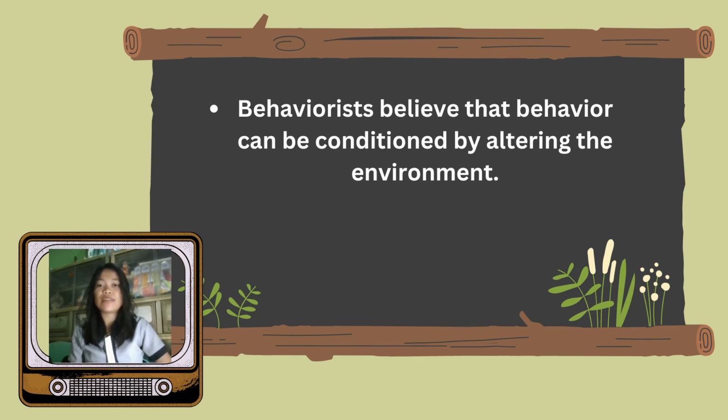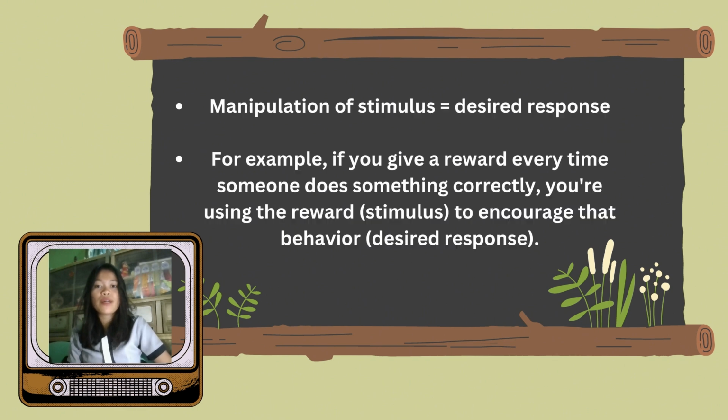Behaviorists believe that behavior can be conditioned by altering the environment. According to this, behaviorists think that we can influence how people behave by changing their surroundings. For example, by using rewards, consequences, or other external factors, we can encourage certain behaviors and discourage others. This idea is based on the belief that behavior is largely a response to environmental stimuli. So, by altering those stimuli, we can condition or train people to act in a specific way.